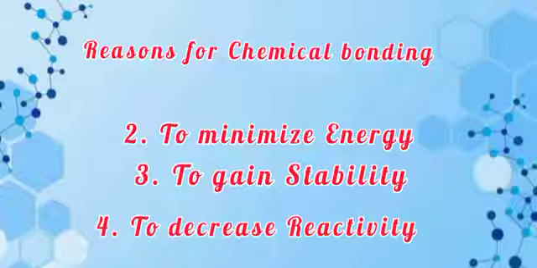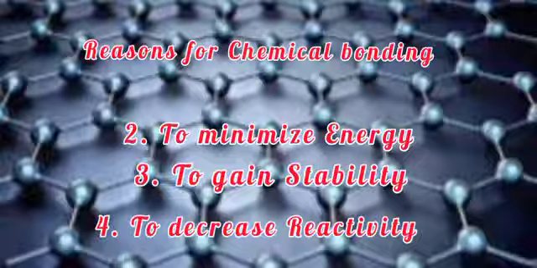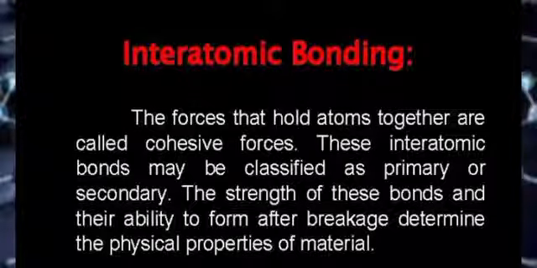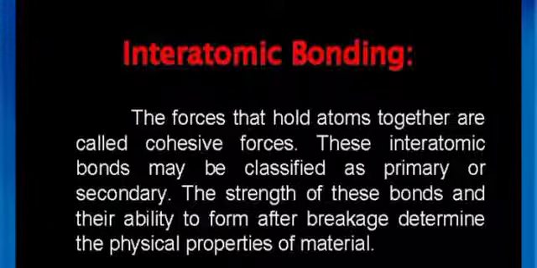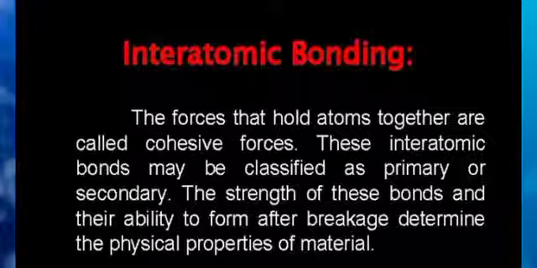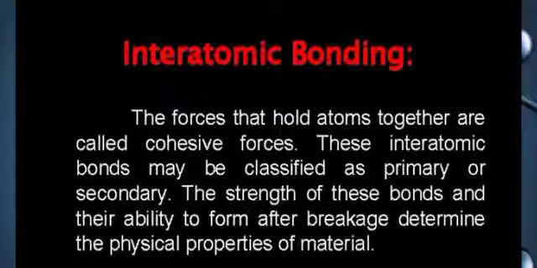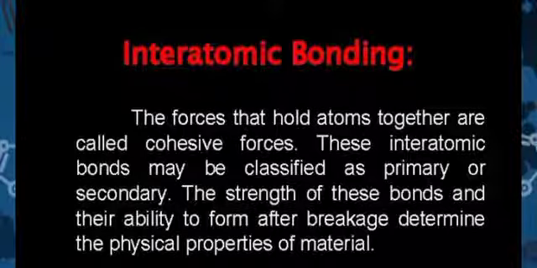Other reasons for chemical bonding are to minimize energy, to gain stability, and to decrease reactivity. One of the branches of bonding is that we have the interatomic bond and the intermolecular bond. Firstly, we are going to talk about the interatomic bond. Interatomic bonds are forces that hold atoms together and are called cohesive forces. These interatomic bonds may be classified as primary or secondary bonds. The strength of these bonds and the ability to re-form after breakage determine the physical properties of a material.